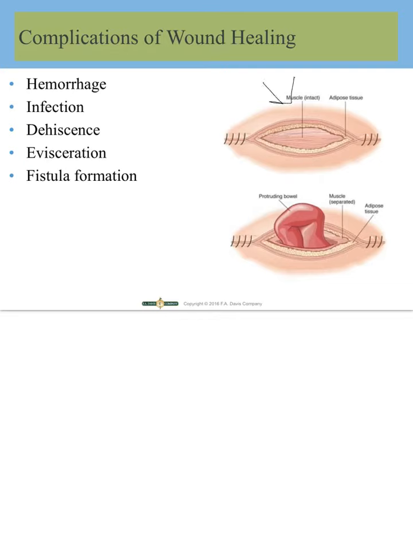This is an example, and you can see it's not completely opened. Evisceration, which is this example, is a total separation of the layers of a wound in which internal viscera protrude through the incision. This is a rare complication, but it is a surgical emergency.